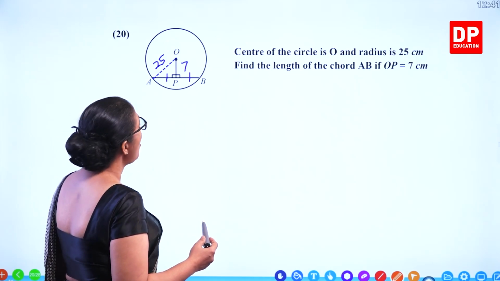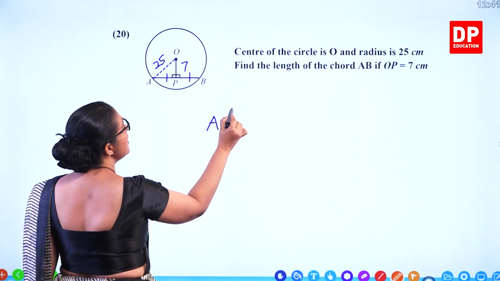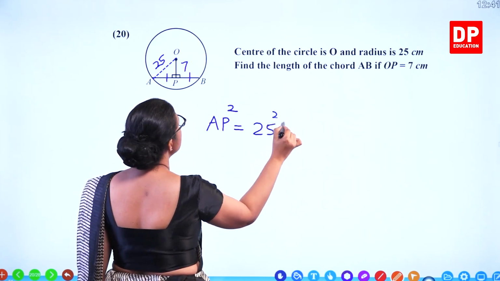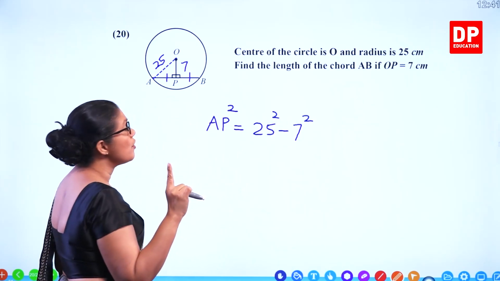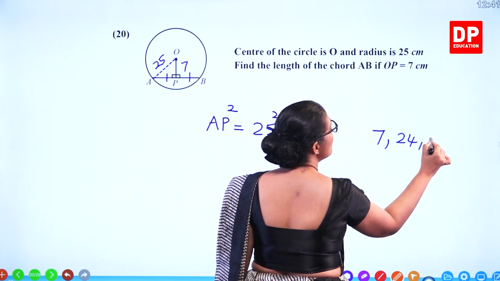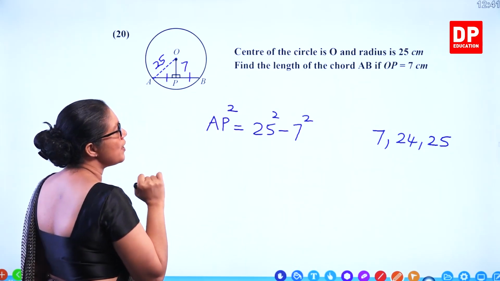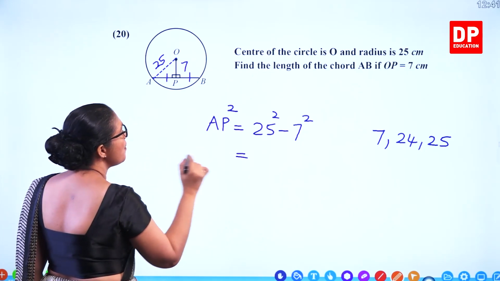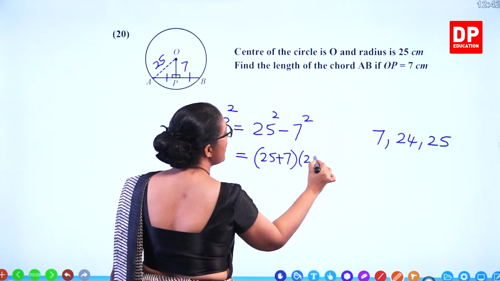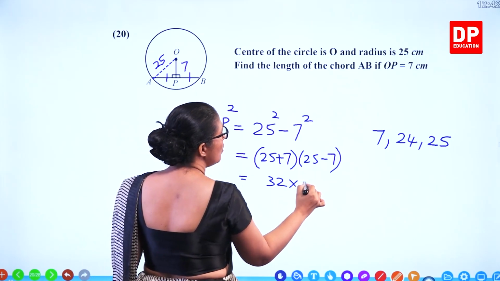Now you can find out the length AP. So you can use Pythagoras theorem. AP squared is equal to 25 squared minus 7 squared. We already know Pythagorean triplets. If it's 7, 24, this is 25. This is Pythagorean triplet. So we know this should be 24. But we'll use the Pythagoras theorem. So we can use 25 plus 7 and 25 minus 7. You get 32 and 18.